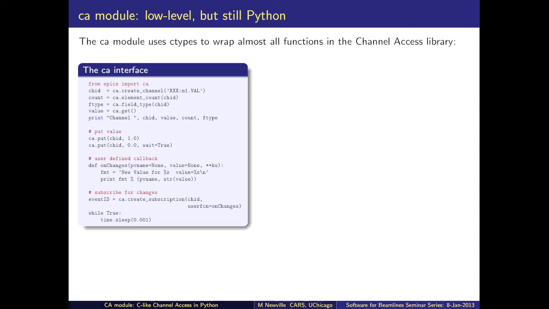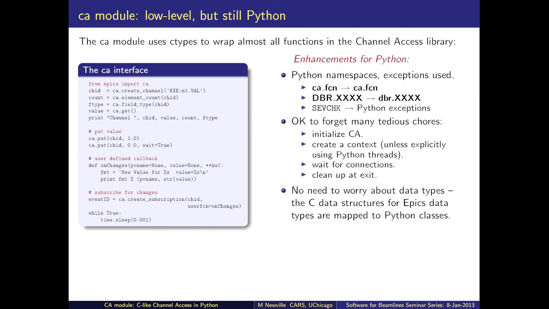So the CA module then does all of the standard channel access library calls: create channel, element count, field type, and so on. And when you've created a channel ID, you use that as the object pointer for a channel. And you can also then use create subscription, which is just like adding a callback for event changes and so on.